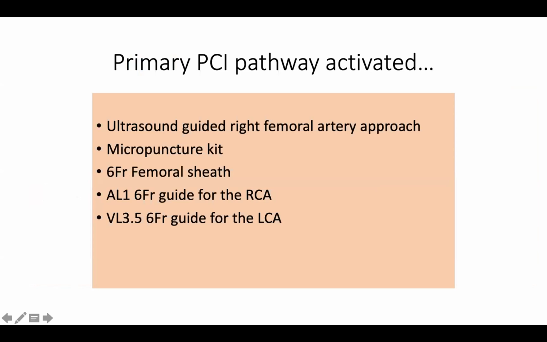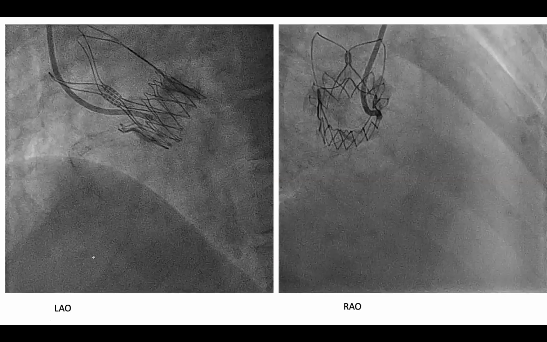Now, we activated the primary PCI pathway and took her to the cath lab straight away. We punctured the right femoral artery using an ultrasound guided micropuncture kit, used a 6 French femoral sheath, and then used a 6 French AL1 guide to the right coronary artery and a Voda left 3.5 6 French guide for the left coronary artery. So these are the pictures for the right coronary artery.